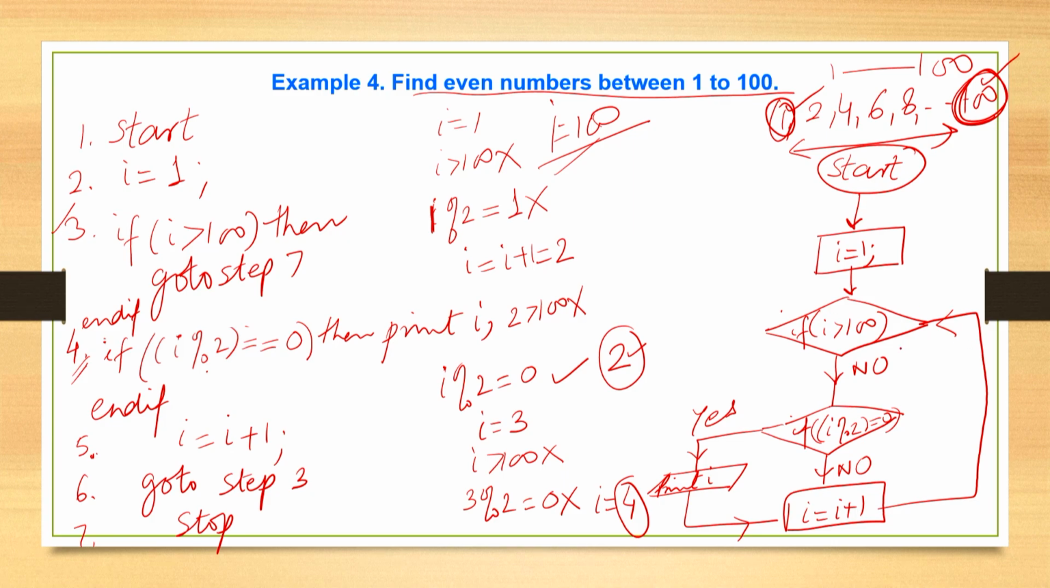Here this is the no condition of this one. If it is yes, then what do you have to do? Go to step number 7. What does step number 7 say? Stop. So this is the flow chart for finding even numbers between 1 to 100.